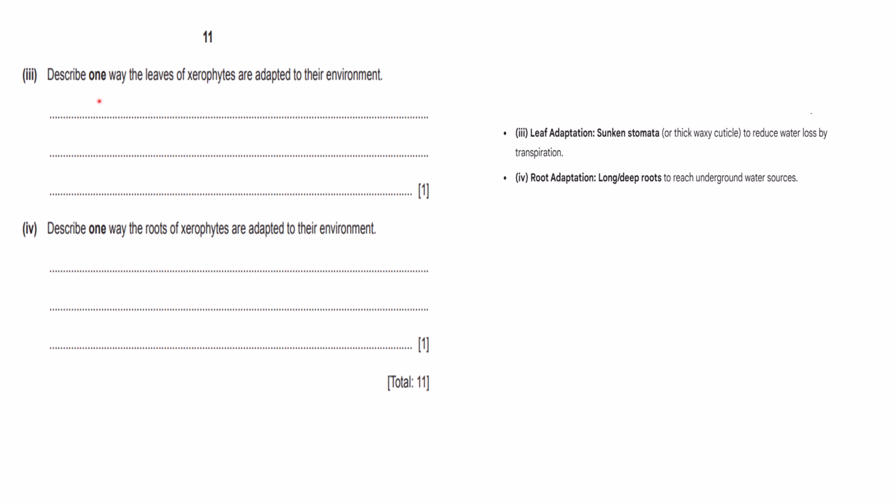Part 3, describe one way the leaves of xerophytes are adapted to their environment. Leaf adaptation: sunken stomata or thick waxy cuticles to reduce water loss by transpiration. Part 4, describe one way the roots of xerophytes are adapted to their environment. Root adaptation: long, deep roots to reach underground water sources. This question number 3 altogether carries a total of 11 marks.